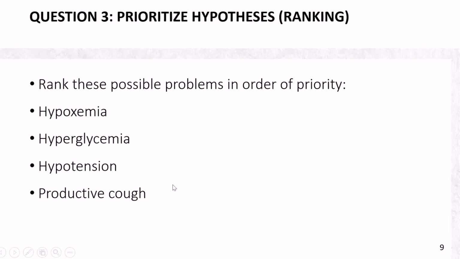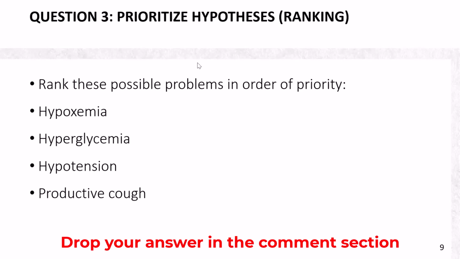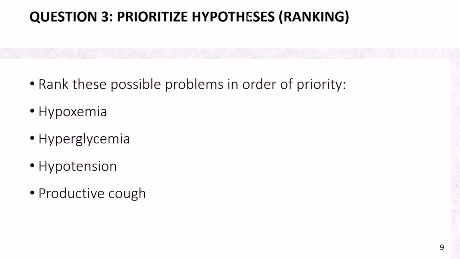So which one will be number one? Which one will be number two? You can arrange it in the chat box. Let's go. So just put yourself on the ward and how you're going to address these issues. Hypoxemia, the oxygen level is low. Then hyperglycemia, glucose is high. Hypotension, blood pressure is low. And then the productive cough. So which will come first? Okay. All right. So Nat chose hypotension as your number one. Okay. So what will be your number two?